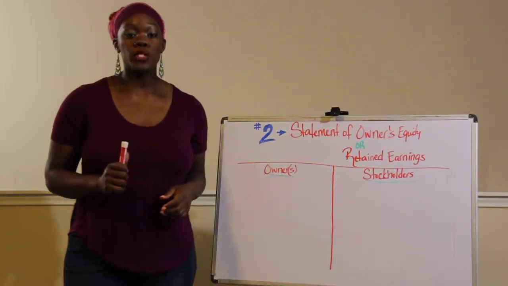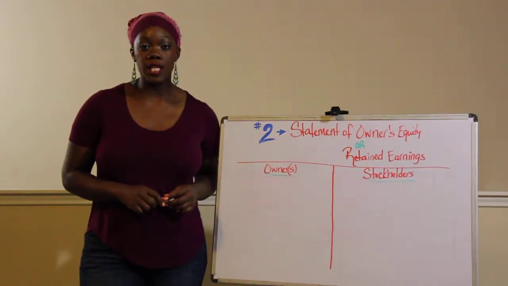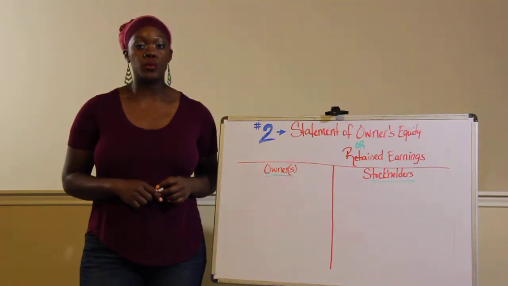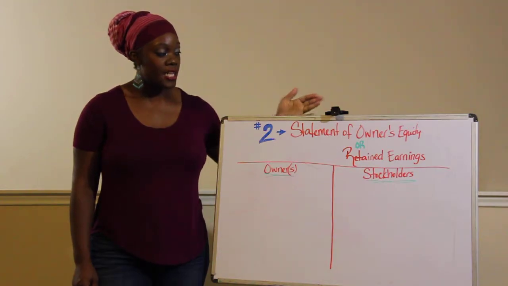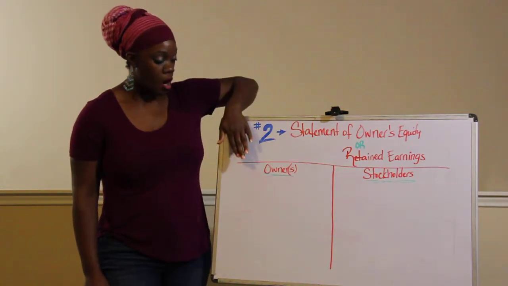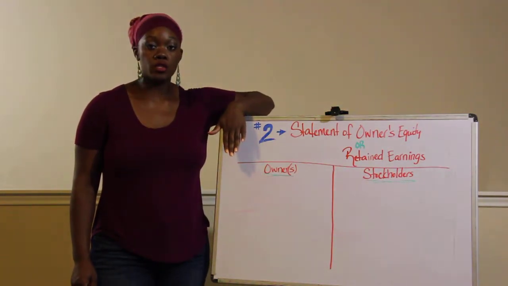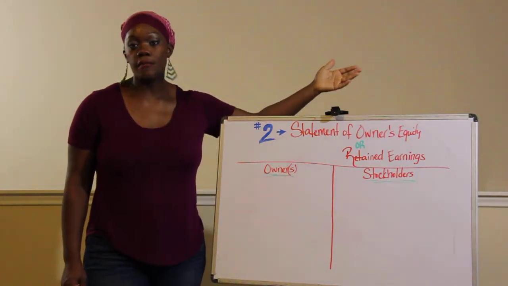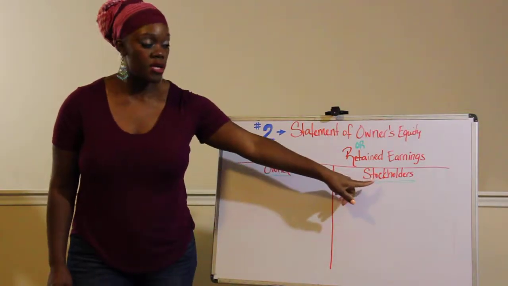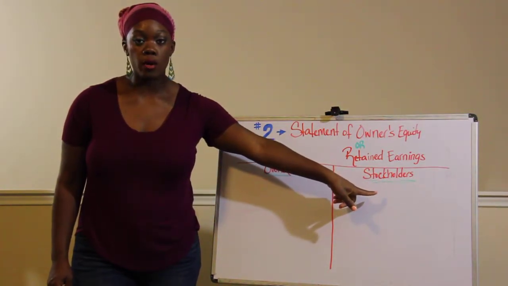All right, so we talked about the number one financial statement. Now we're going to go to the number two. The second financial statement that we have to prepare is the statement of owner's equity if you are dealing with sole proprietors or partnerships where you have owners, or also known as the statement of retained earnings, and this is going to be if we have stockholders, so if we're a corporation.